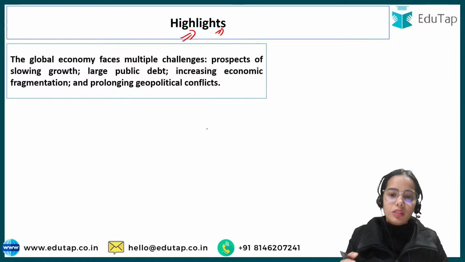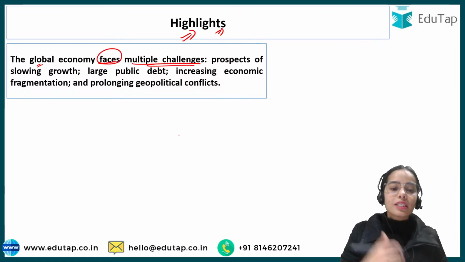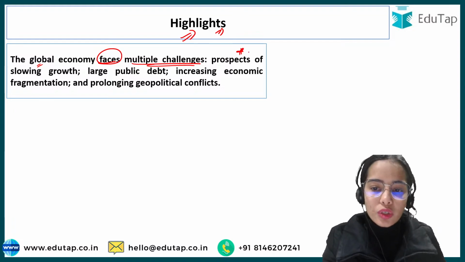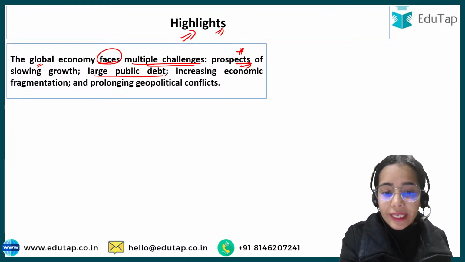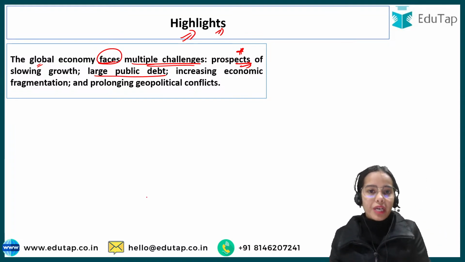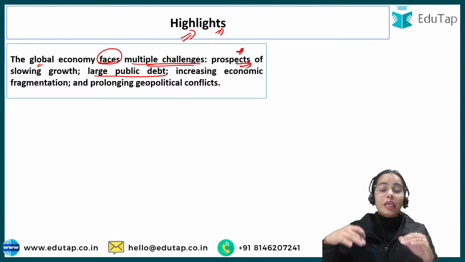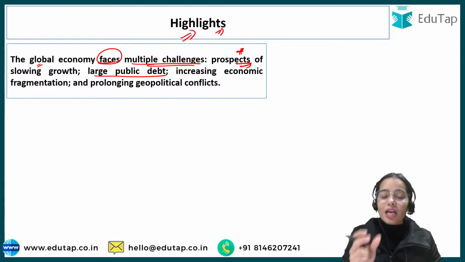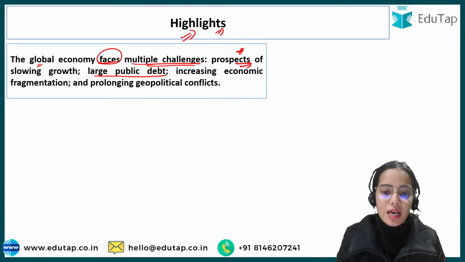Starting with the highlights, the global economy has faced multiple challenges and is continuously facing multiple challenges. Prospects of slowing growth: there is slowing growth faced by the global economy. Large public debt: in the developing countries, there is large public debt that is accumulating. Even in some of the developed countries also, there is large public debt that is accumulating. So that is a very problematic situation.